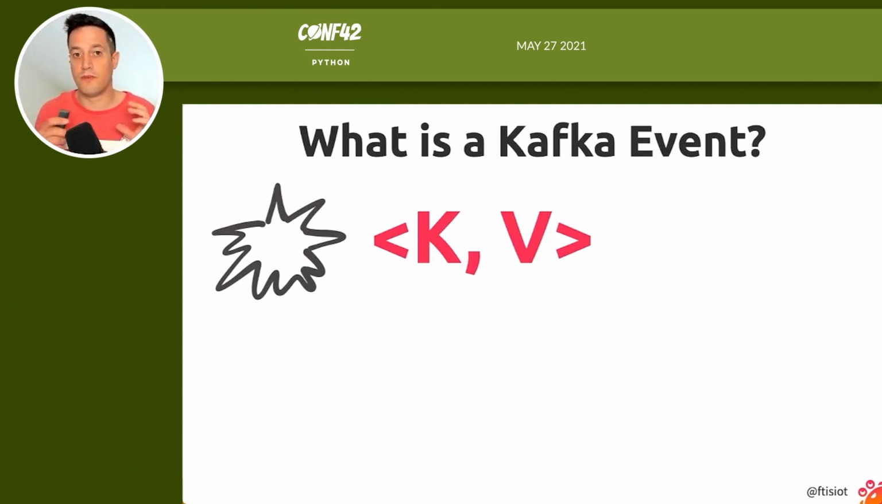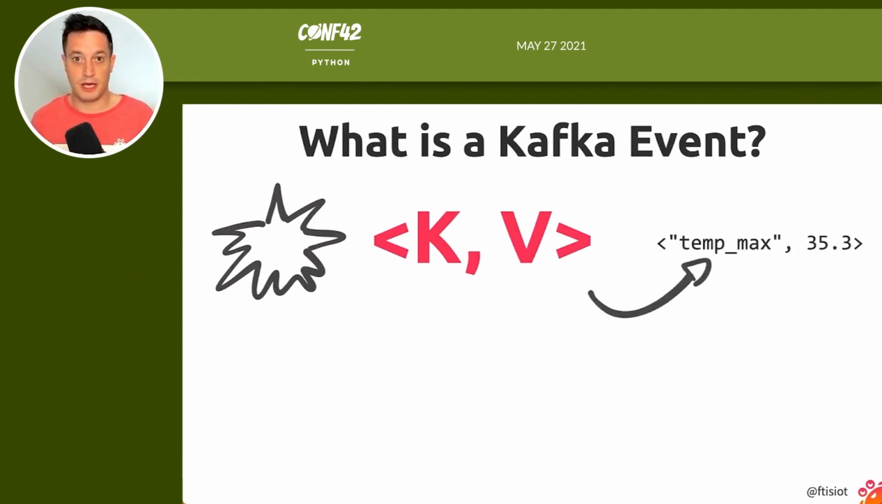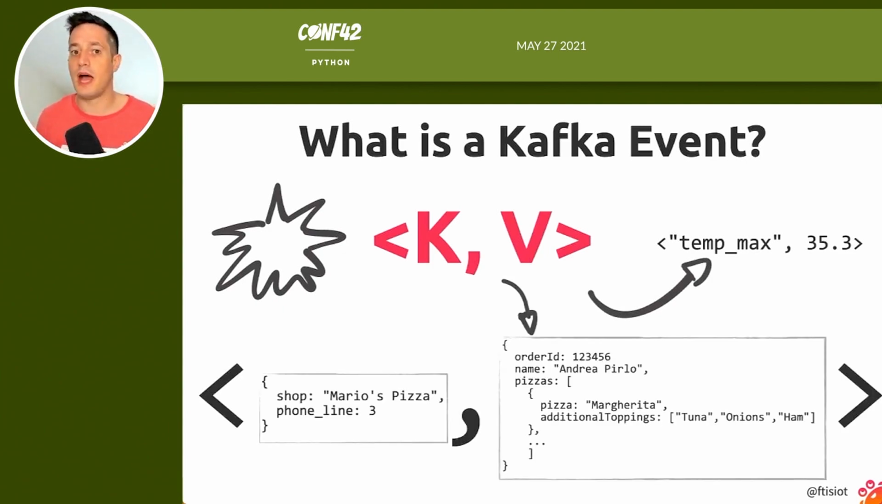So you could go from very simple use cases where you put the key, the max temperature label, and 35.3 as the value itself. Or you could go wild and you could add both in the key and the value JSON formats, explaining in the key the restaurant receiving your pizza order and the phone line used to make the call, and in the value the order ID, the name of the person calling, and the list of pizzas.